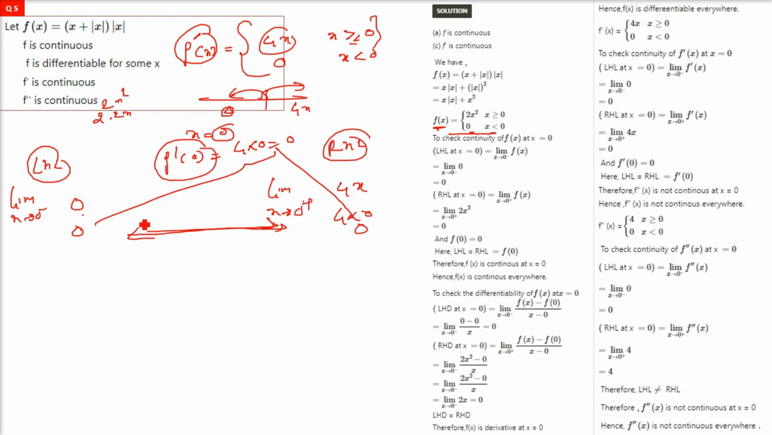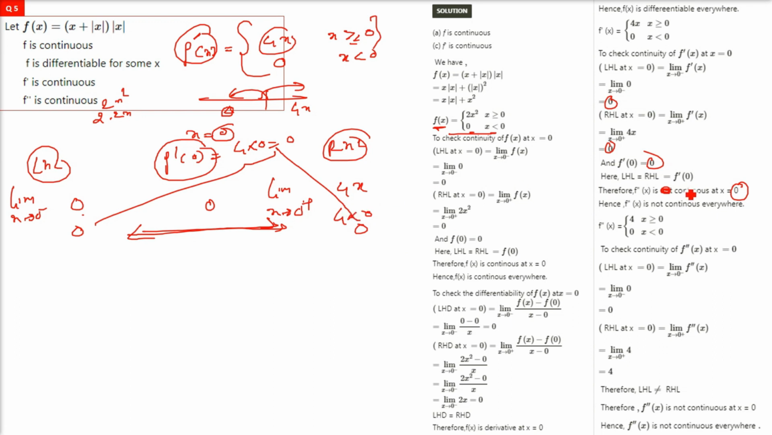Now we are not stopping here. We have to do it for f double dash also. So f dash x, this is continuous. There may be some mistakes here and there, so you just have to forgive me for that. So this is continuous at x equal to 0. Right? All are coming 0.